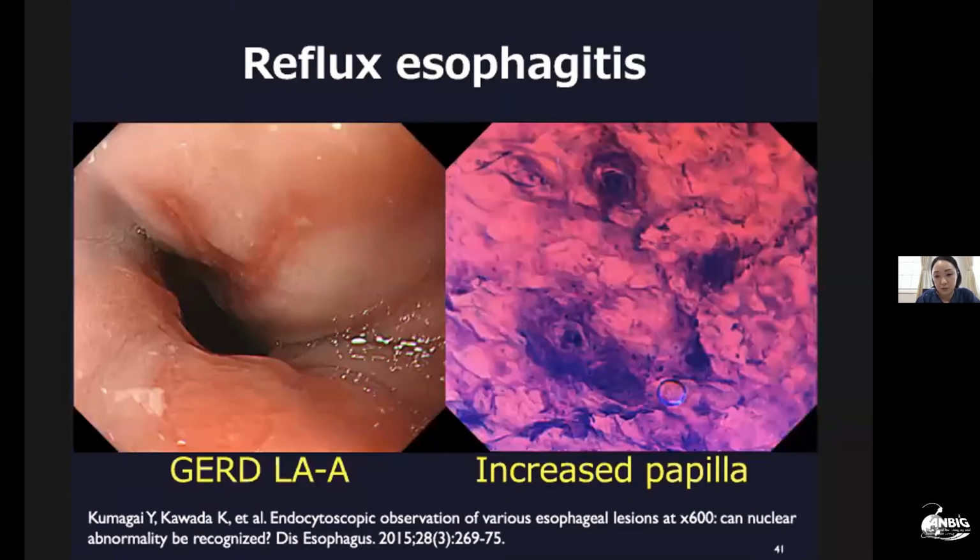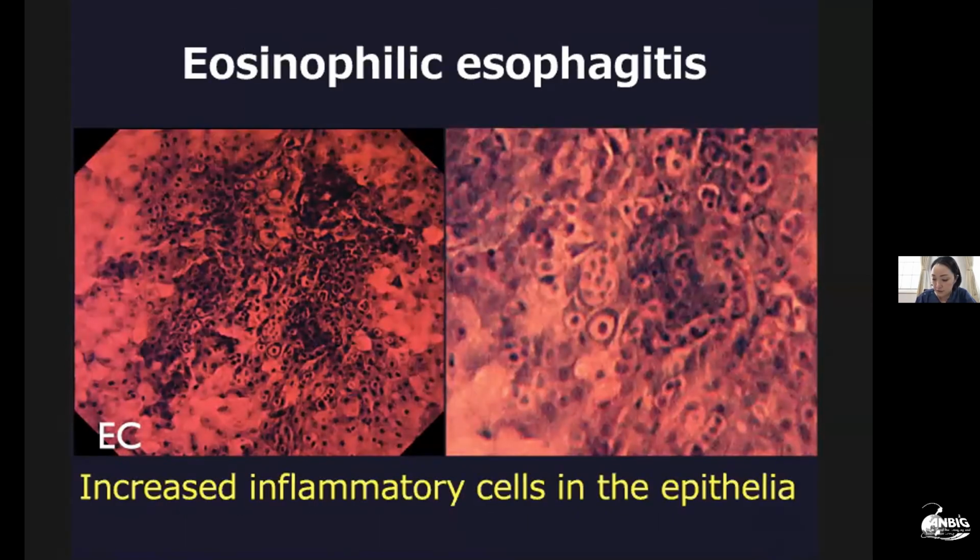So let's move on to the non-cancer lesions. This is esophageal mucosa with severe inflammation due to GERD. The number of papillae is increased and a few inflammatory cells are recognized. This is not cancer, but heavily inflamed epithelia.